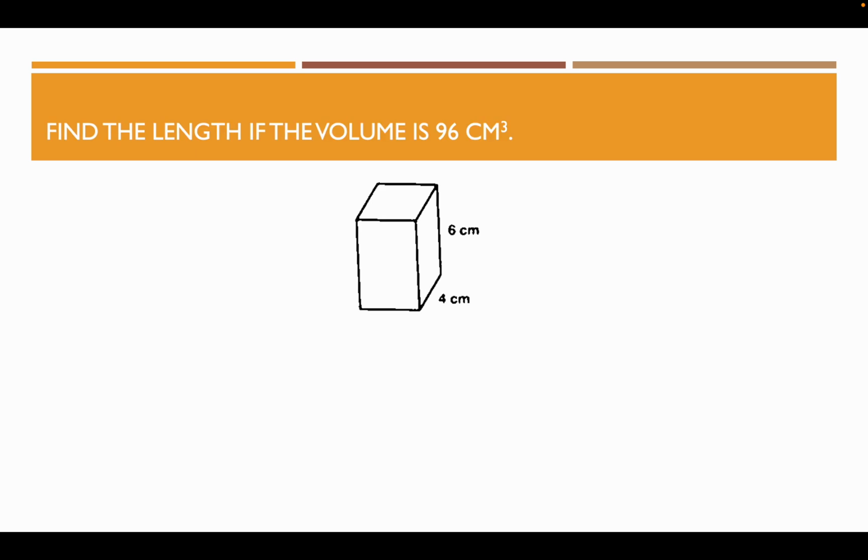This one asks slightly a different question. It says, find the length if the volume is 96 centimeters cubed. So here we have the width and the height. We want to know what would the length be if the total volume is 96. So we take our formula and we're going to replace what we know. So we know the volume is 96, so we're going to replace V with 96. And then we're going to replace W and H with 4 and 6, leaving L as our missing variable.